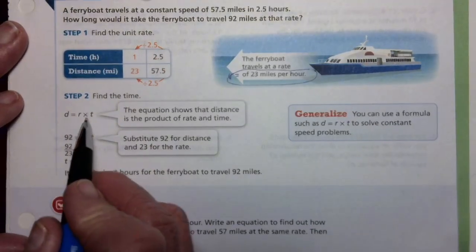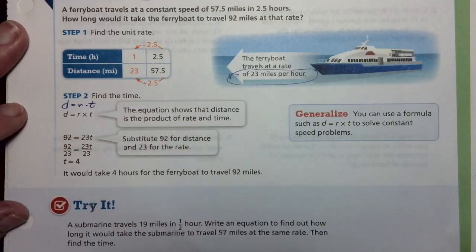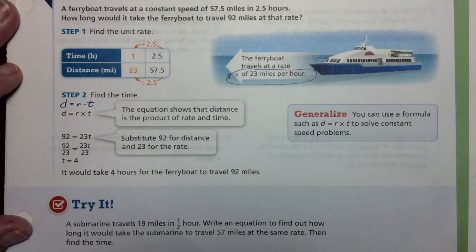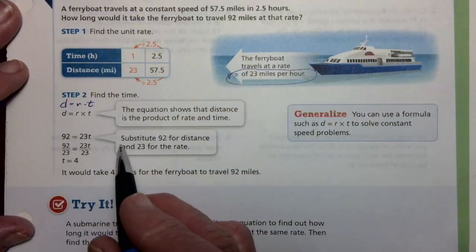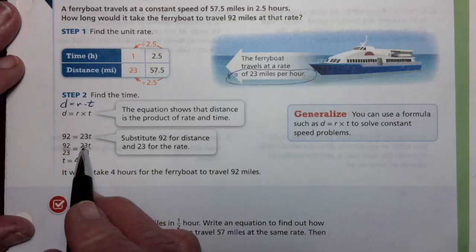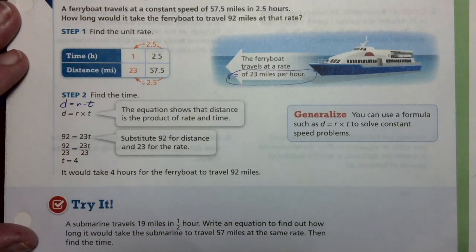Distance equals rate times time. I've been showing you this for 2 days. Rate times time. I use a dot instead of an X. The equation shows that distance is the product of rate and time. So we're going to substitute 92 for the distance and 23 for the rate. And then we're going to divide both sides of the equation by 23.